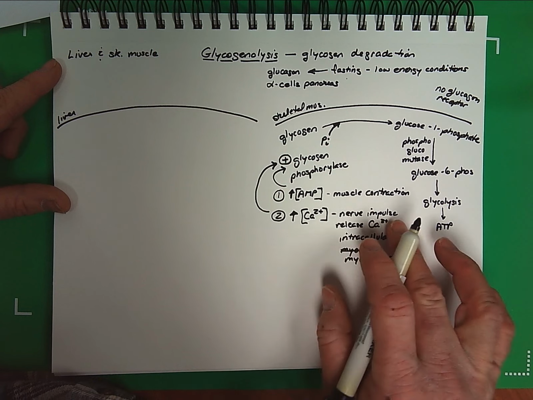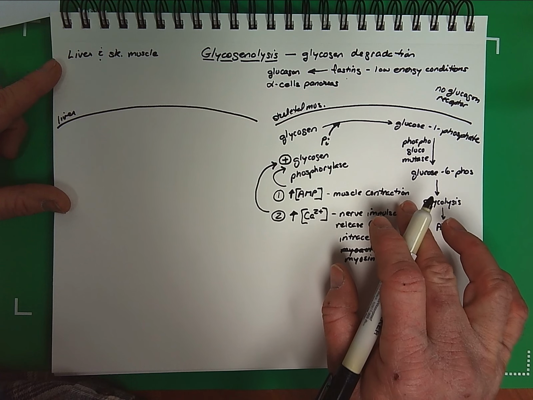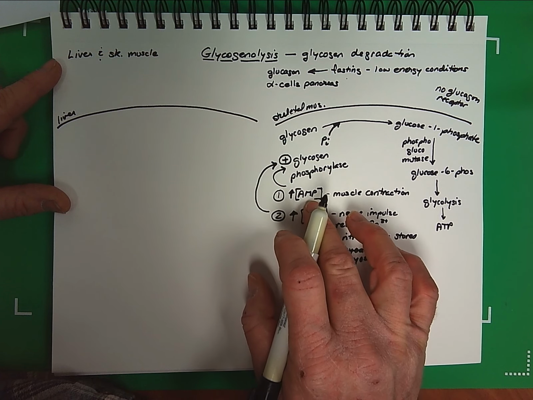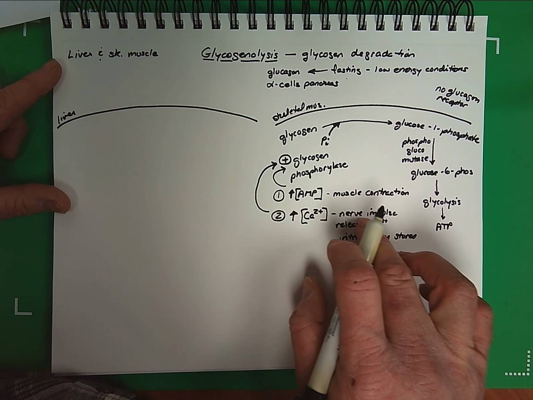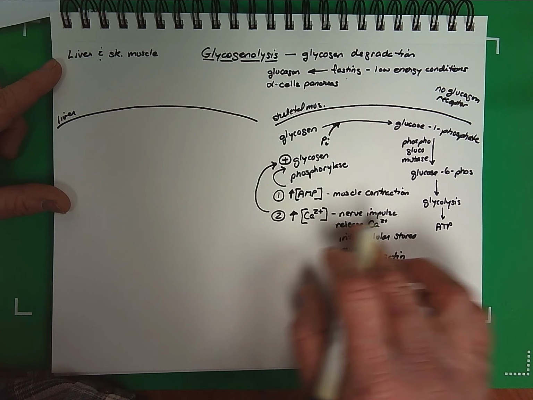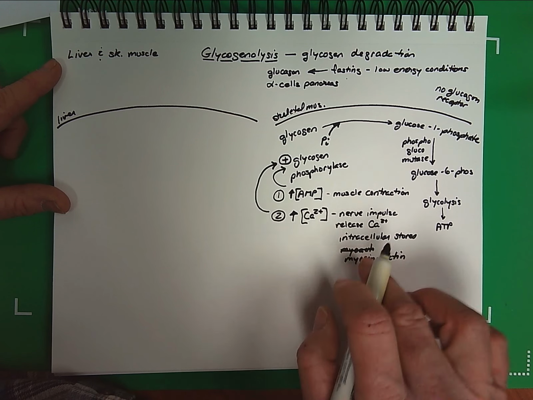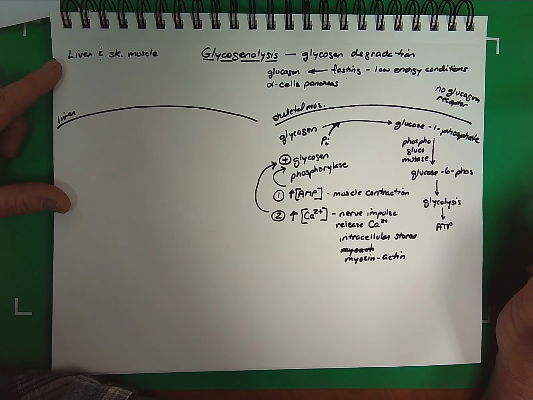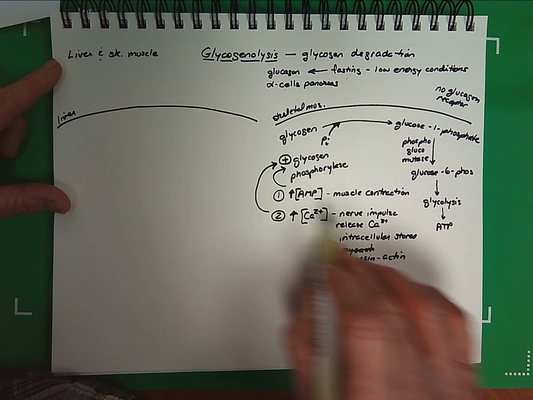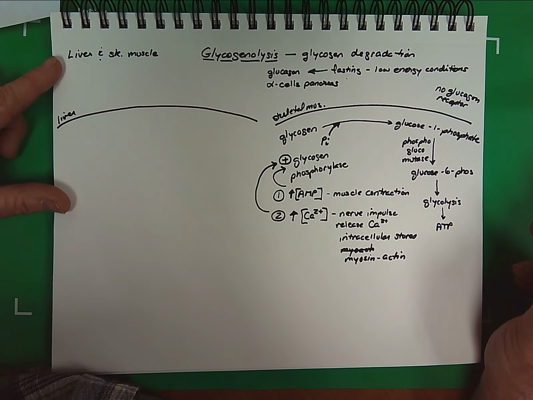So again, the muscle is undergoing contractions, using ATP, increasing AMP, and the calcium that is responsive to the nerve stimulus that initiates the contractile event. Both of those are positive inducers of glycogen phosphorylase to get the process going, knowing that ATP is going to be needed.